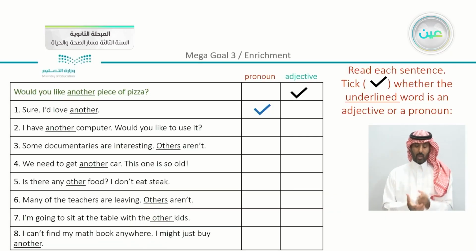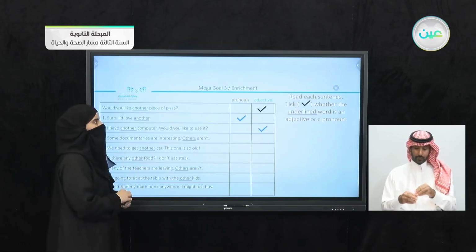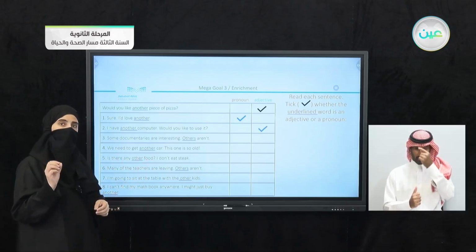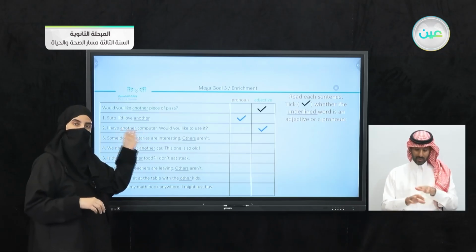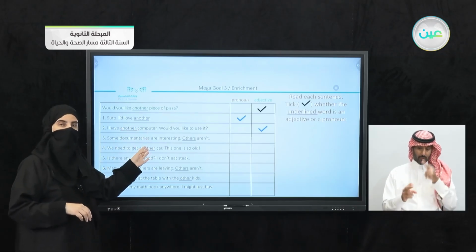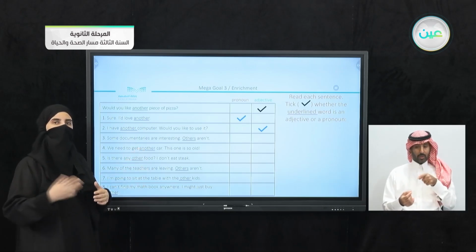I have another computer. Would you like to use it? So I am describing the computer here. We have here it is an adjective. And the hint here is that actually you have the noun mentioned. So if you do have the noun in front of you in the sentence, it is impossible to be a pronoun, and we know that we are talking about an adjective.